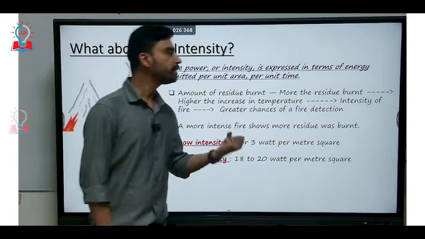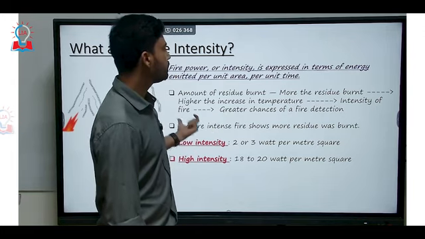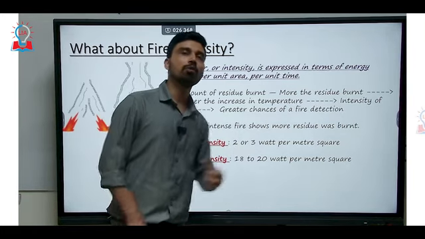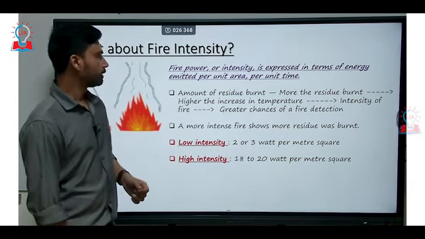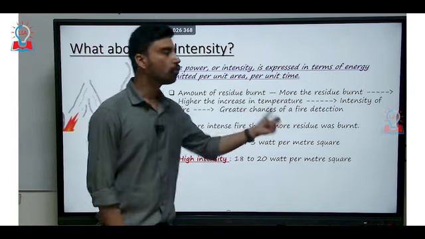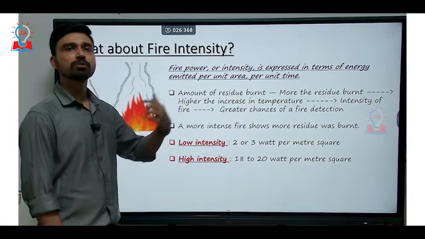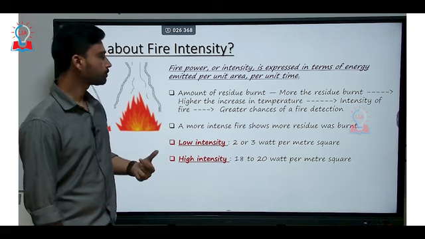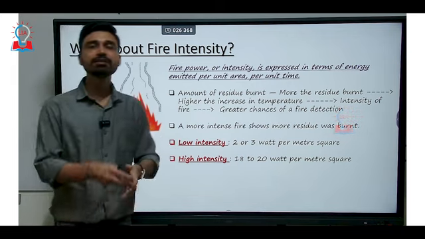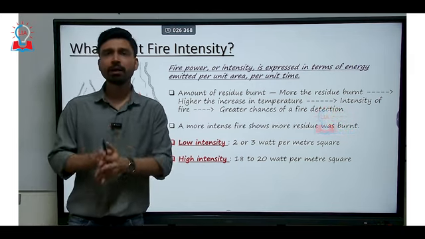And if there is a higher intensity of fire, that means there will be a greater chance of fire detection by the satellite. A more intense fire shows more residue was burned. That is something we can also say vice versa, and the reverse is true. Now, how is the intensity determined, whether the fire is of low intensity or high intensity?